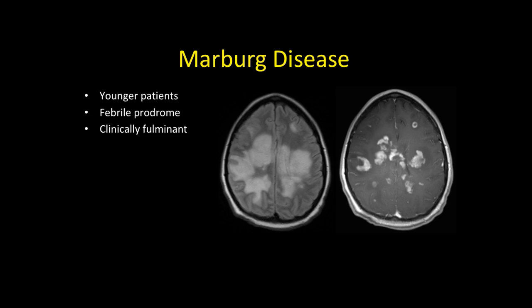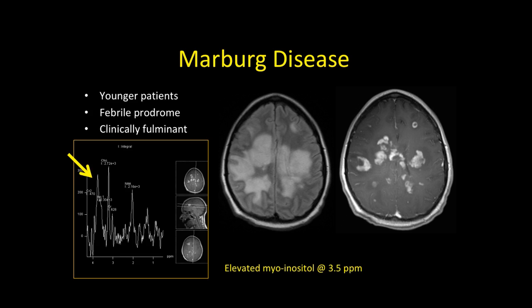Marburg disease typically happens in younger patients. They have a febrile prodrome, and it's a clinically fulminant variant of demyelinating disease. You can see multiple widespread lesions bilaterally enhancing. It could look like a multifocal tumor on spectroscopy. It can also look like tumor since the choline and the NAA are reversed, but we can see this elevated myo-inositol at 3.5 parts per million, which can be seen with the demyelinating process.